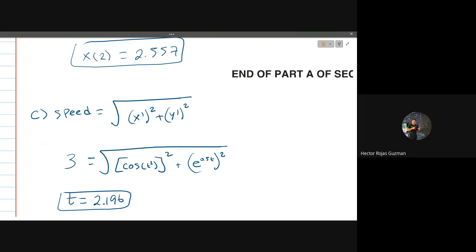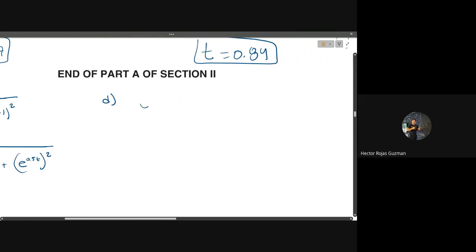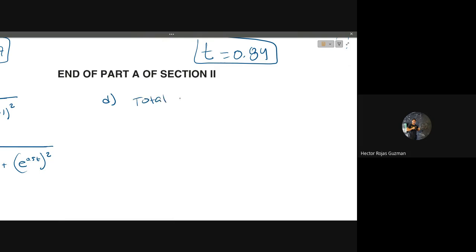Okay, part D. Find the total distance traveled. If you know your formula, you will get 1 point because the formula would give you the setup. It's basically just integrating speed. Total distance traveled is integrating speed. And we just wrote the formula for speed. They want us to find the total distance traveled from 0 to 1.